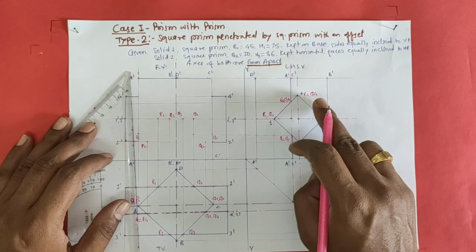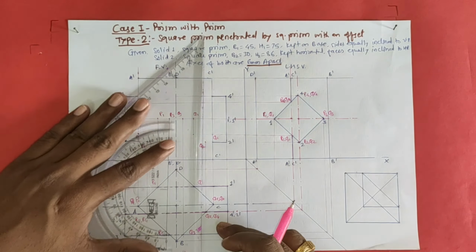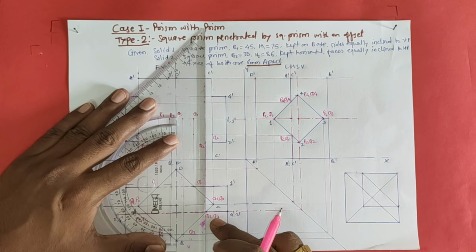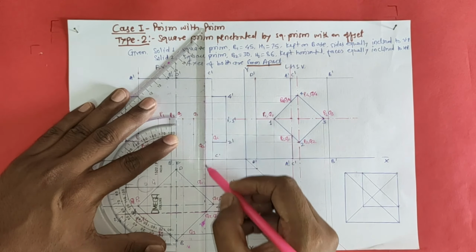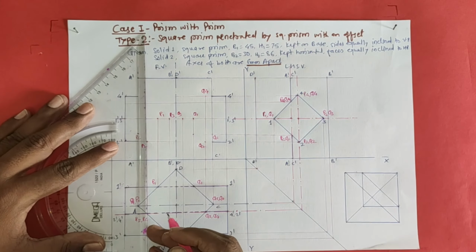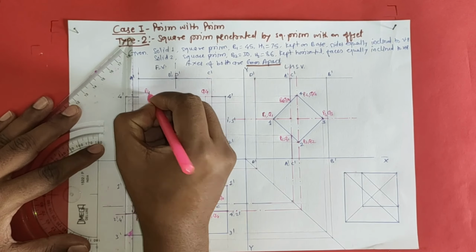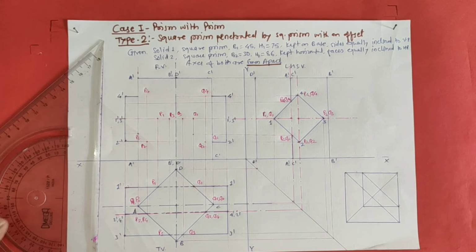Okay, the last 4 points are remaining. First I will draw P4, Q4. So P4 Q4. Q4 point will be on the 4 line, so you will get Q4 here, and P4 point will be here. Okay, see what students do.